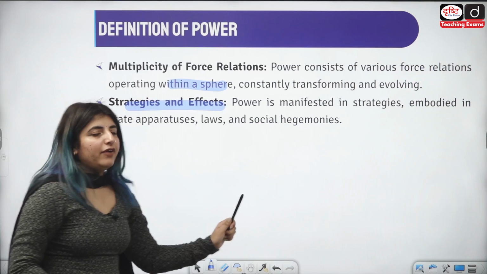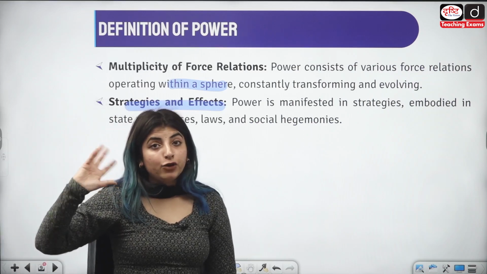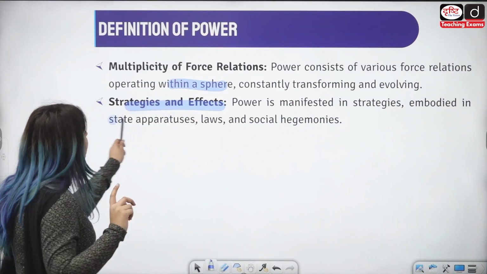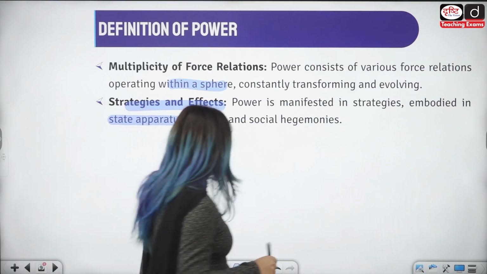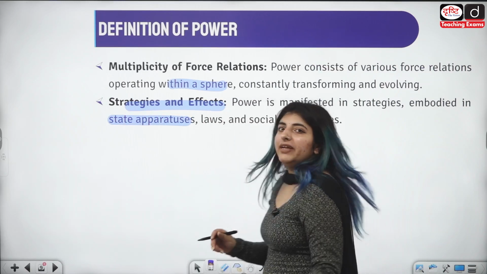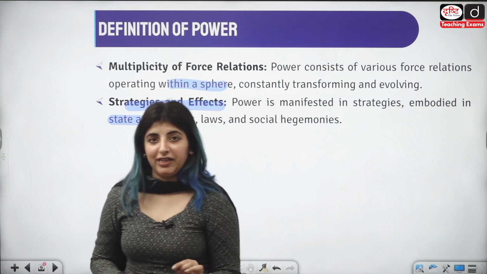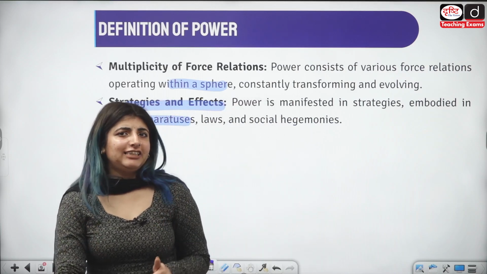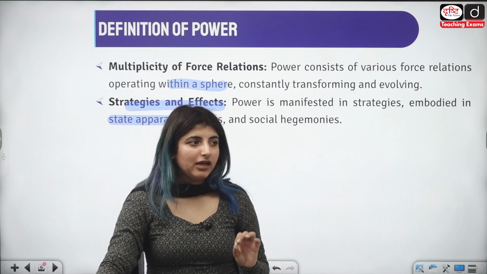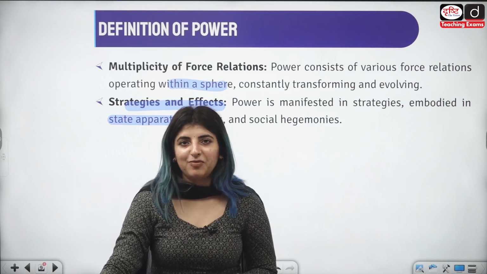What are the strategies and effects? Power is manifested in strategies. Strategically, the person, the group, etc., which is in power is going to influence the others, right? Embodied in state apparatuses. और अगर आप लोग को याद होगा, हमने state apparatuses के बारे में बात करी हुई है, right? So in state apparatuses, we have two types of them. If you know, you need to give me the answer in the comment section below. I'll give you an idea, ISA and RSA. इनमें से कौन सा coercion के साथ है और कौन सा strategically with the mind works is what you need to answer me in the comment section below, right?